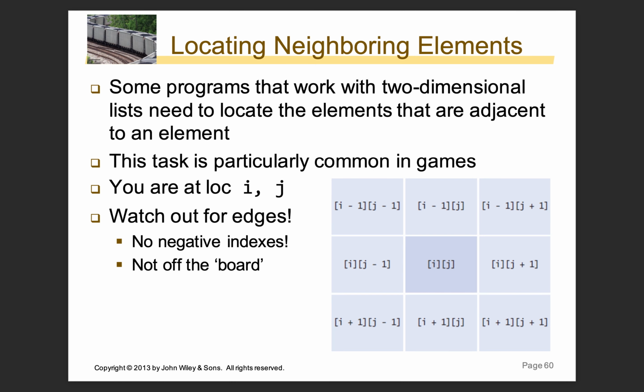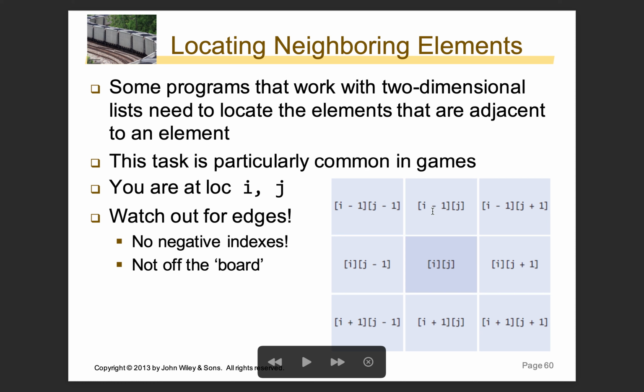The other part of using these i's and j's, and getting used to thinking about columns and rows and indexing things, is that some programs work with 2-dimensional lists, and those programs need to be able to access the elements that are adjacent to something that you're thinking about. It's particularly common in games. You are at location i j, so you're in the ith row, the jth column. What are the locations adjacent to you? Well, 1 row up in the same column, 1 row down in the same column, the same row but 1 column to the left, the same row but 1 column to the right, and then also diagonally.